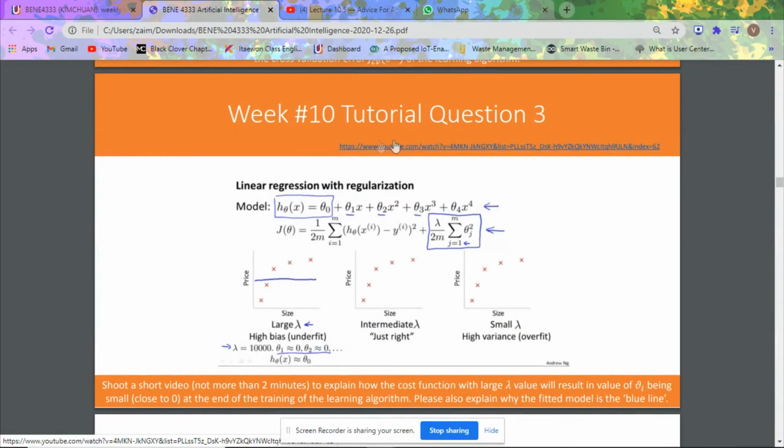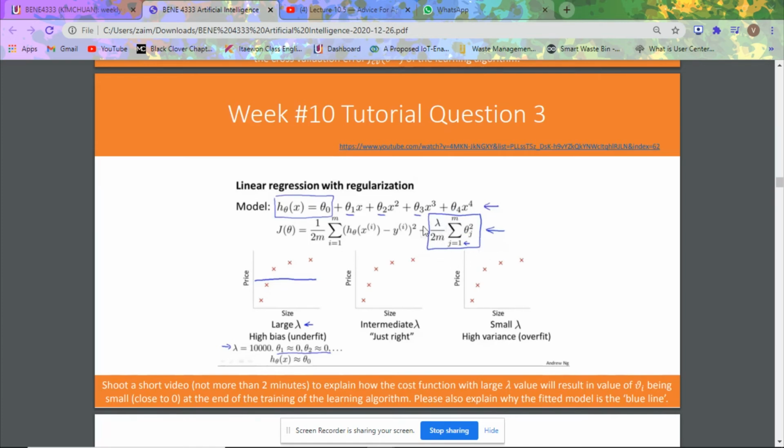The week 10 tutorial question number 3, linear regression with regularization. So here is our training dataset with 5 points. We will use a high order polynomial consisting of theta 0 until theta 4. One of the major aspects of training a machine learning model is to avoid overfitting. The model will have a low accuracy if it is overfitting, so we add a regularization term here.